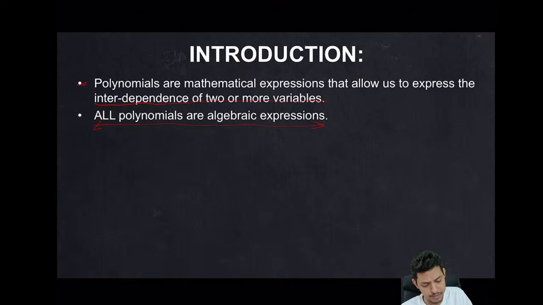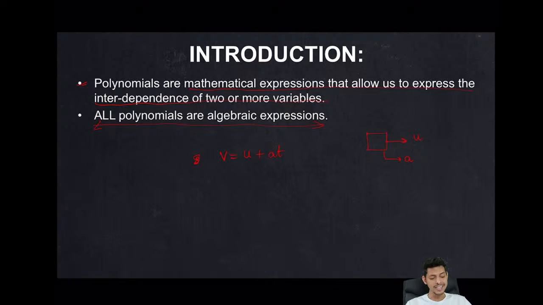What do we mean by saying that polynomials are mathematical expressions that allow us to express the interdependence of 2 variables? For this, let me take a very famous equation from physics that all of you must be aware of. When a body is traveling, let's say there is a block that has started its motion with some initial velocity which I am calling u, and it has some constant, fixed acceleration, which we are supposing as a.